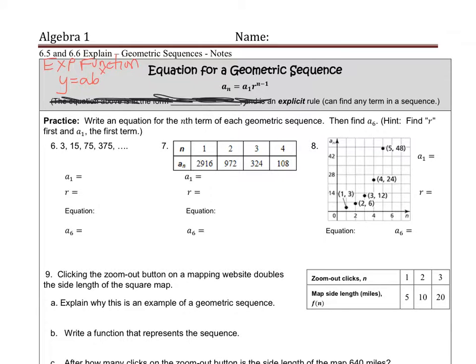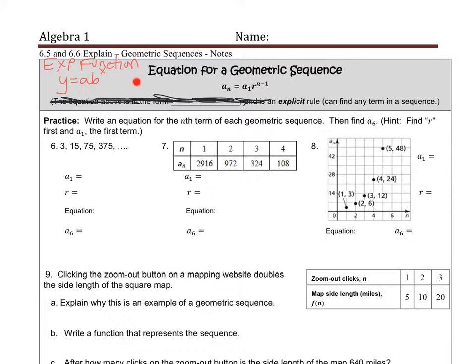Okay, welcome back to part 2 of the video. All right, so we've got an equation, an explicit equation for a geometric sequence. Explicit means that you can find any term in a sequence. So we've got the equation here for a geometric sequence.